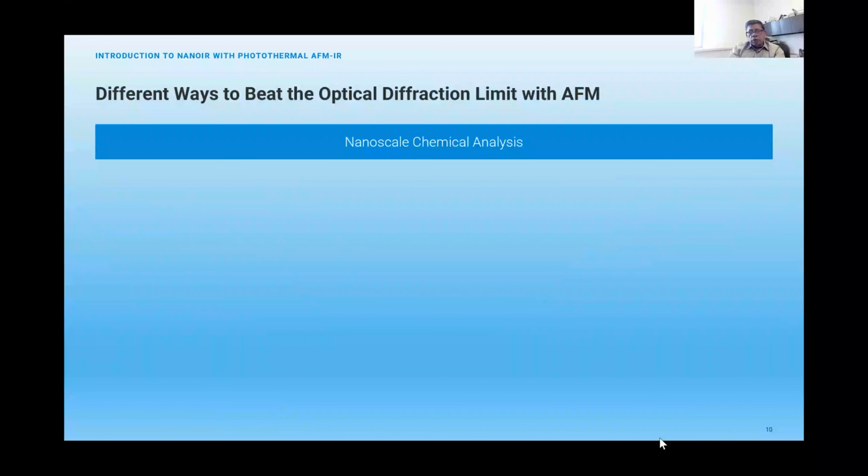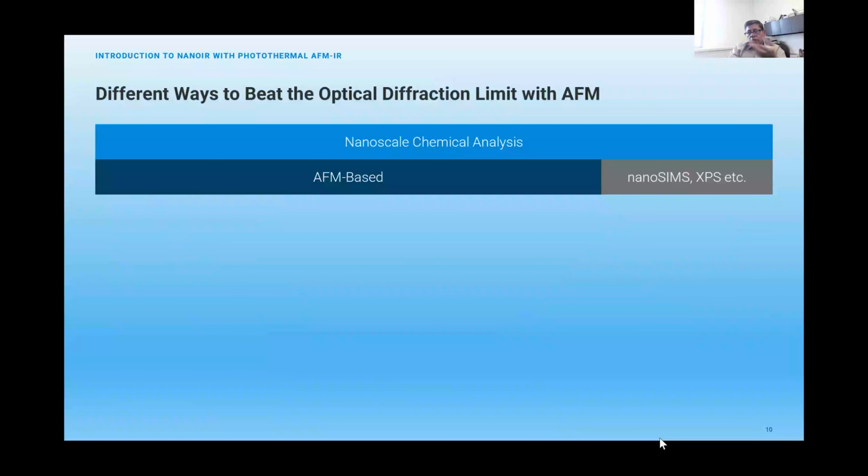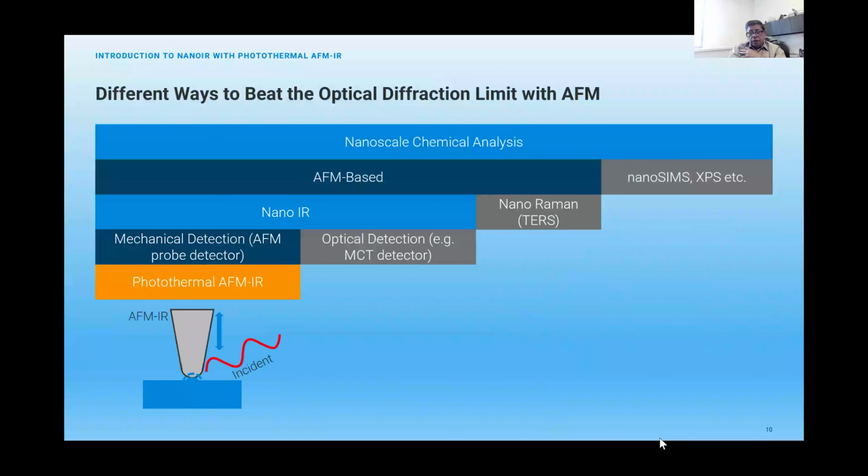Okay, so there are different ways to beat this optical diffraction limit with the AFM. There are different techniques. AFM obviously doesn't fall in the category of this diffraction limit. It uses a mechanical detection. There's a base method. You basically have a piezo scanner, you have detectors, and the laser reflects from the probe and goes to the detectors. It's all a mechanical path that can give you down to a few nanometer resolution.